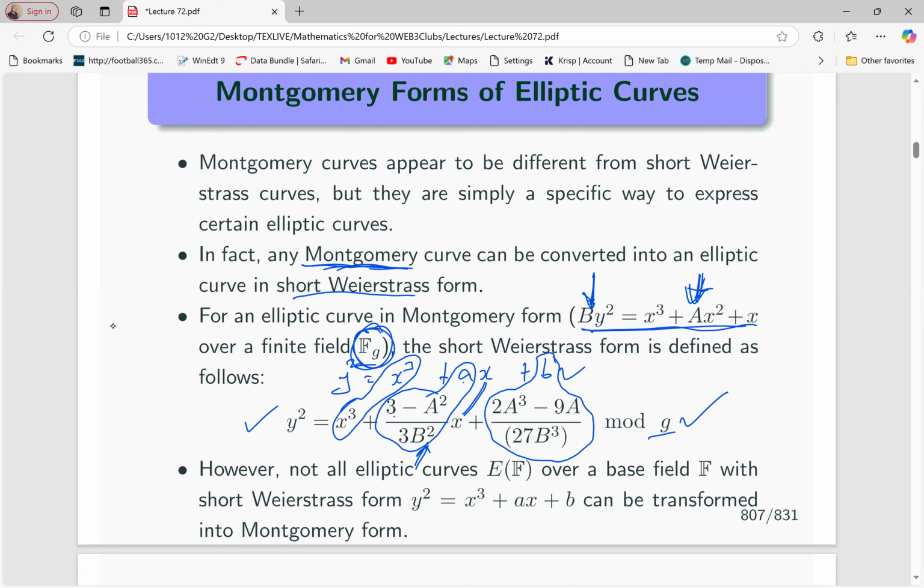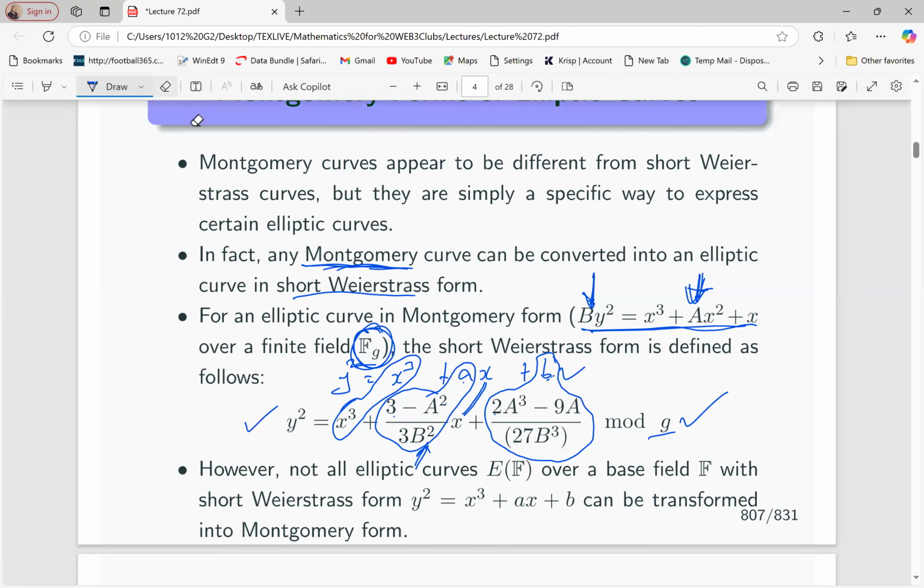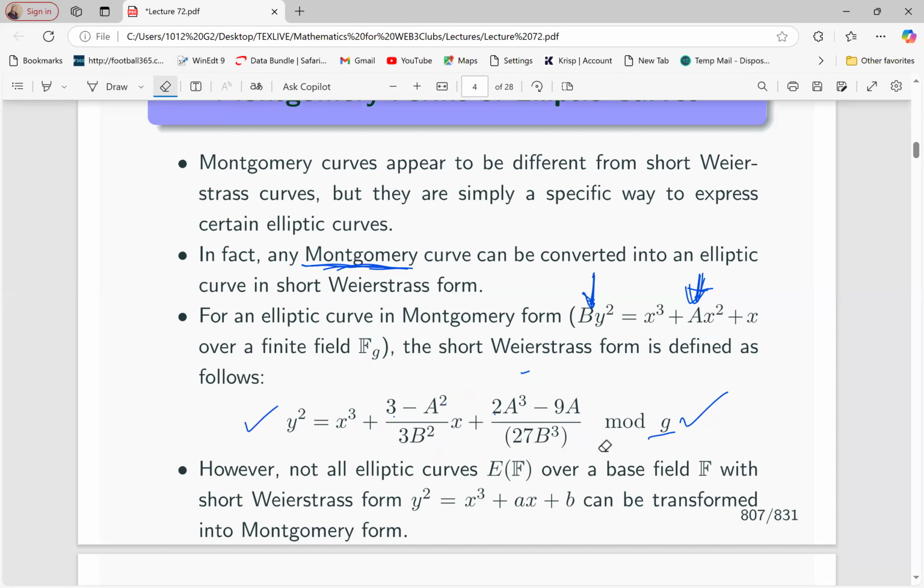Then B, the constant, will be given by 2 multiplied by A cubed minus 9A, out of 27B cubed. So if you have a Montgomery curve, you can always convert it to the short Weierstrass curve using this formula. We'll see an example on how to do that later. But remember that formula. So we'll be calculating our A and B using the formulas we just said.